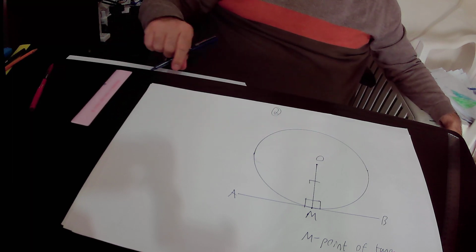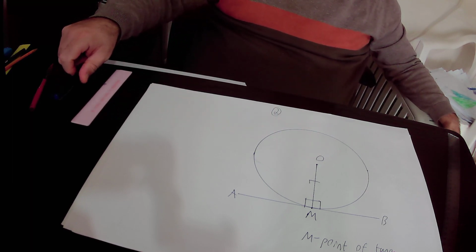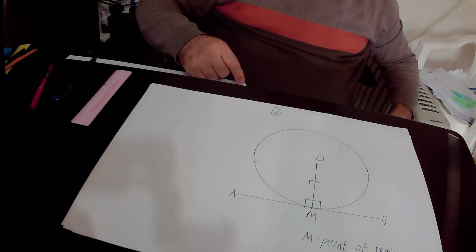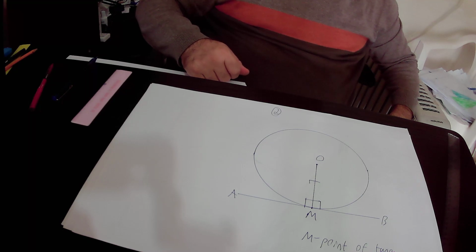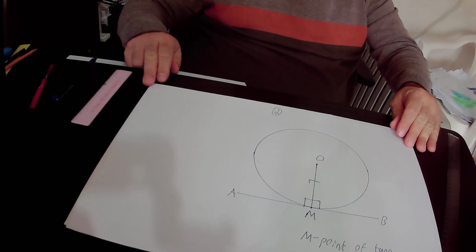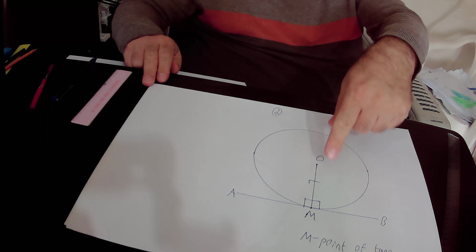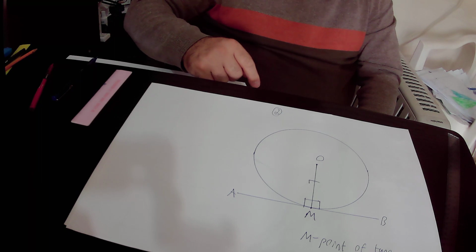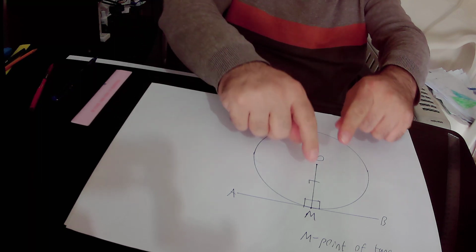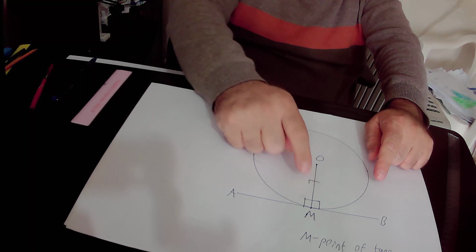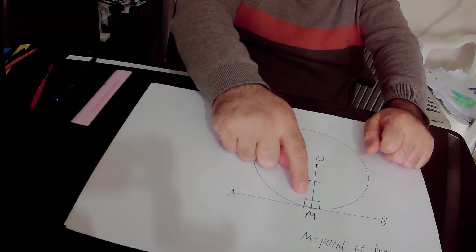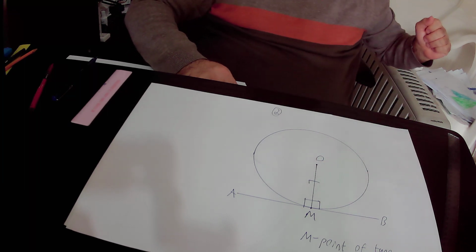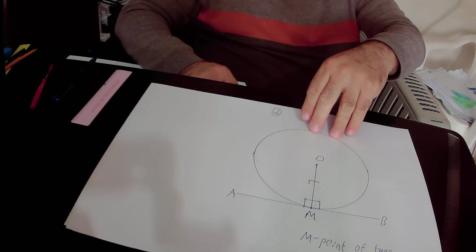So I will read rule number 1 again. A tangent to a circle, that is to say tangent AB, is perpendicular to the radius drawn to its point of tangency. So whenever we have a radius like this radius OM that is drawn to the point of tangency, then the tangent AB will be perpendicular to this radius. That is to say, this angle will be equal to 90 degrees, and this angle will also be equal to 90 degrees. So that is the meaning of rule number 1.